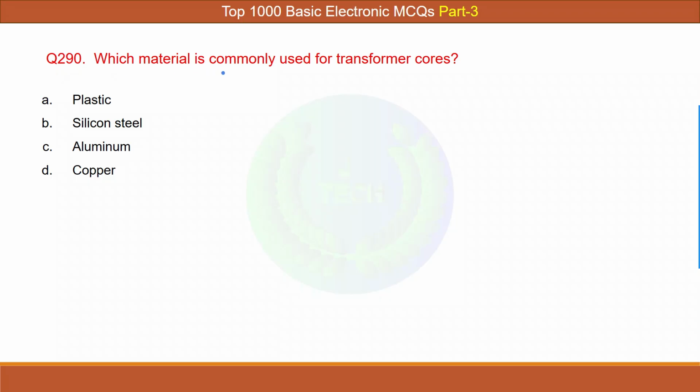Next question, question number 290. Which material is commonly used for transformer cores? Option A plastic, option B silicon steel, option C aluminum, option D copper. The answer is option B, silicon steel.